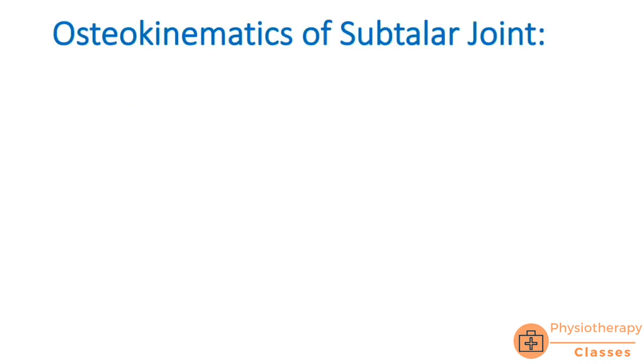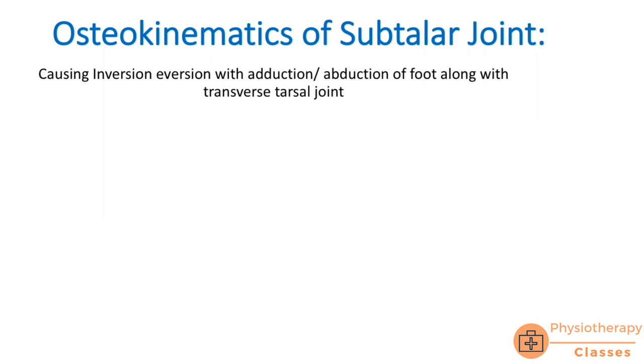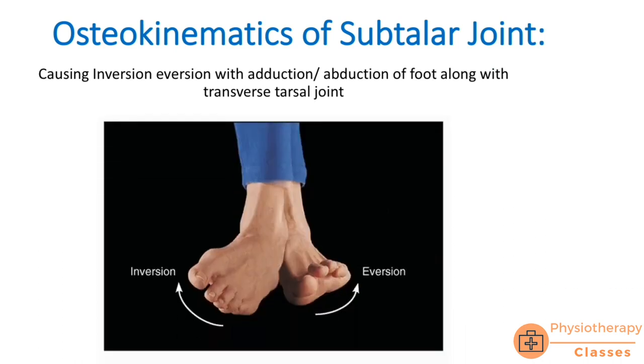Moving on to osteokinematics of the subtalar joint. The movement occurring at the subtalar joint is primarily eversion and inversion. But the inversion and eversion occur along with the adduction and abduction of the foot. So these are the inversion and eversion at the subtalar joint, which cause the foot to invert and evert. This movement occurs in the coronal plane and sagittal axis, and the range of motion is about 23 degrees of inversion and 12 degrees of eversion.